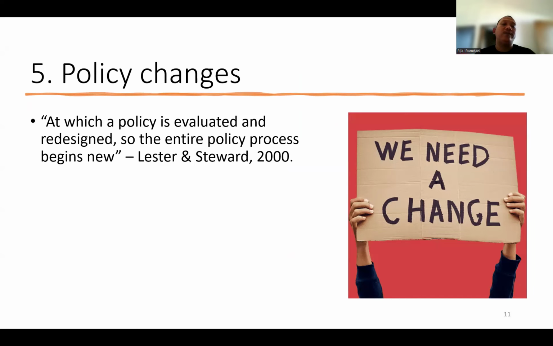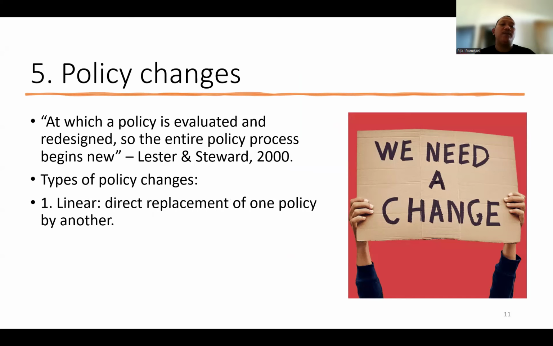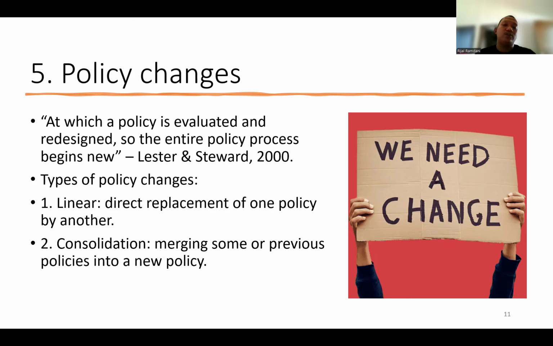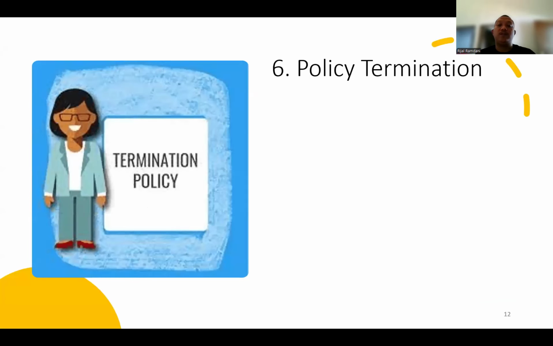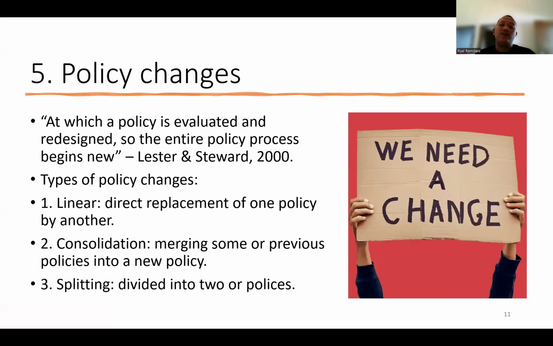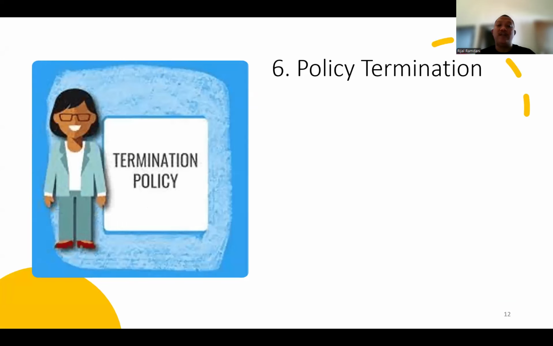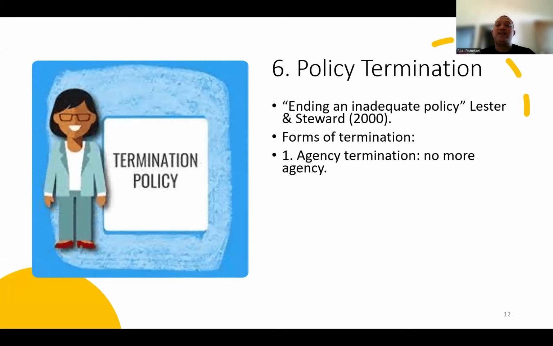The fifth stage of the policy cycle is policy change, at which a policy is evaluated and redesigned, so the entire policy process begins anew. Types of policy change: the first is linear, a direct replacement of one policy by another; second is consolidation, merging some previous policies into a new policy; and third is splitting, dividing a policy into two or more policies.